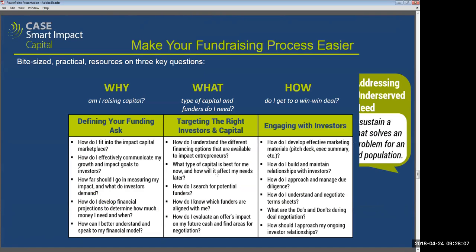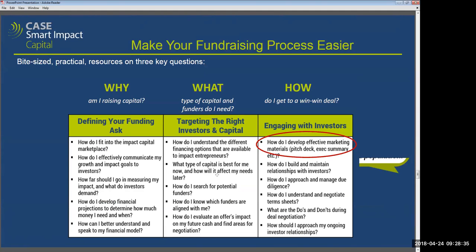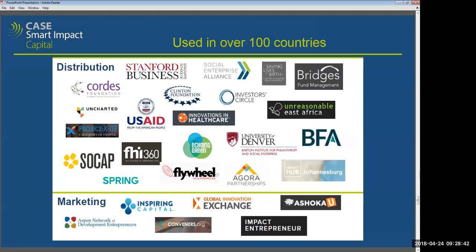So I just wanted to give a little more information about what else is in this toolkit. It's also one of the prizes for the competition. It really concentrates on: why am I raising capital? What is your actual ask? What kinds of capital and funders are right for me? And then the how-to. We just did one small piece of the how-to, which is how to develop effective materials for a story. There's so much more here, and it's all self-guided and self-paced, so you can get in, do what you need to do, and get out.